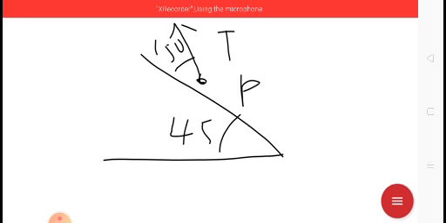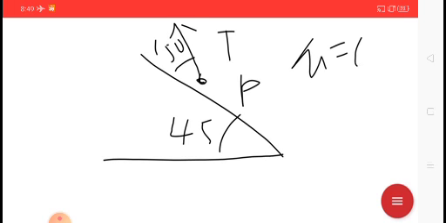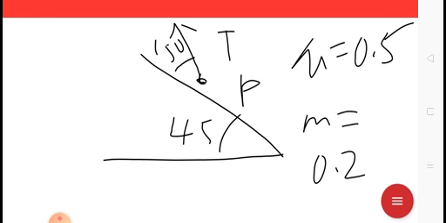and you have P. Okay, so for this question, the coefficient of friction is 0.5, mu equal to 0.5, if you cannot remember. The other thing is m is equal to 0.2 kg. Other things should be okay. So the particle is on the point of sliding down. If the particle is on the point of sliding down, the frictional force should go up.